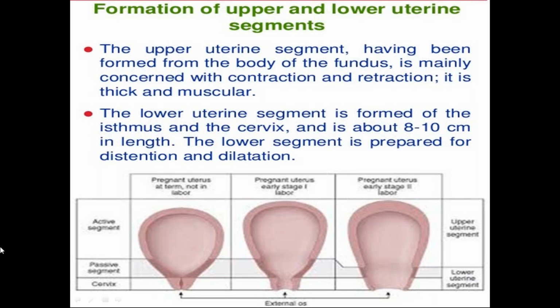Now the lower segment is the lower part. This part is formed by the isthmus and the cervical region, about 8 to 10 centimeters in length. It is only going to take the part of the baby which is coming here. It is receptive relaxation. It only distends and dilates, and it just receives the baby which comes. It does not contract. So this upper segment is very muscular, with strong contractions which push the baby down into the lower segment. This lower segment is receptive relaxation. It just dilates and distends and accepts whatever is coming there.